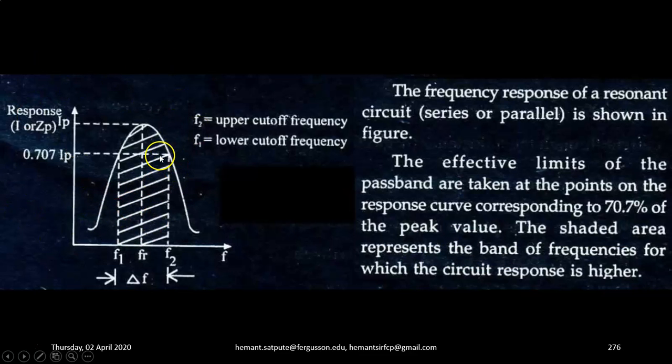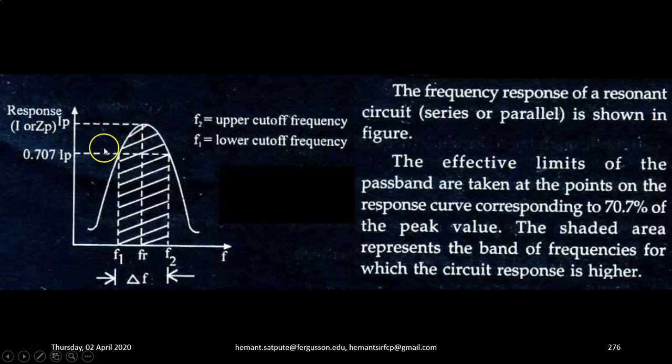So here is the frequency response for either series or parallel circuit. In case of series circuit, it is a graph of current against the frequency, and in case of parallel resonance circuit, it is the graph of total impedance of the circuit against the frequency. So here it shows that either current will be maximum or impedance will be maximum for series resonance circuit or parallel resonance circuit, as the case may be. Now this is the peak value of either current or impedance.